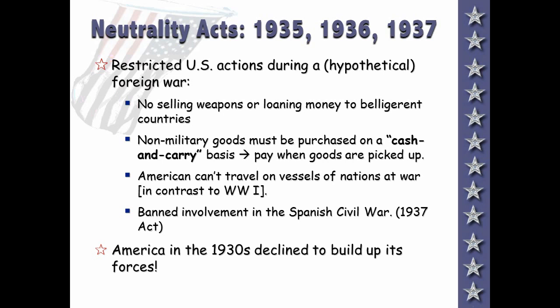So basically what these three Neutrality Acts tell us is that in the 1930s, we basically knew that war was coming, right? Because you don't pass a law that says if a foreign war occurs unless you think there's a pretty good chance a foreign war might occur.